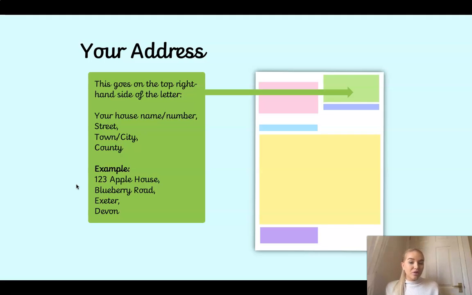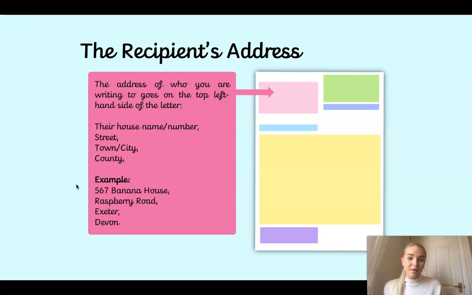Now it's really important that you remember it goes in the top right corner because something else goes in the top left corner, which is very, very similar. In the top left corner, the address of who you are writing to goes there. So that is called the recipient's address. So who you're writing to is called the recipient.